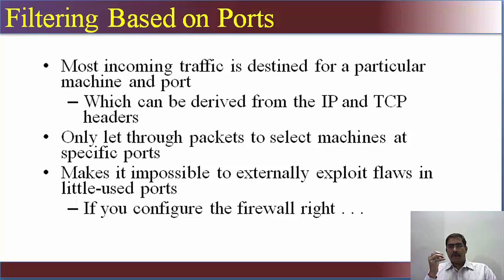When you configure a firewall, you say that from any system to this particular server, I will allow only port 443. So it can let through packets to select machines at specific ports. If there are 20 servers and the firewall rule is configured so that only to 10.10.1.1 I am going to allow traffic on port 80 and not for the other servers, it will do exactly that.